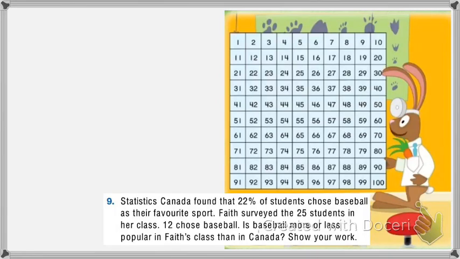Okay, so the question is fairly straightforward, but it does involve two perspectives. Just like we've looked at in language or in different subjects, there are two perspectives presented in the question. The first perspective I will represent in, let's say, red. So Stats Canada is going to give us one perspective of student choice related to baseball as a favorite sport.